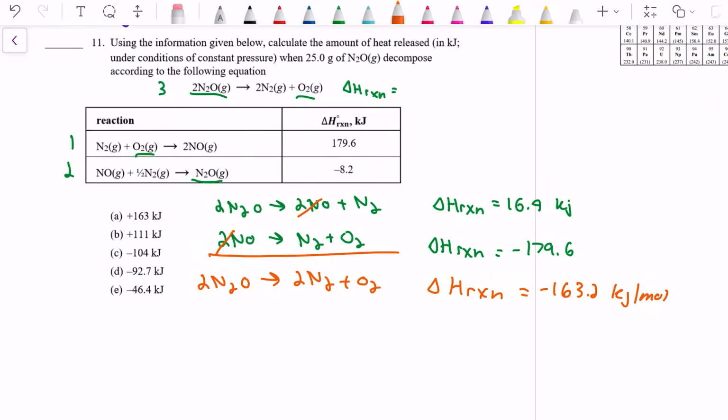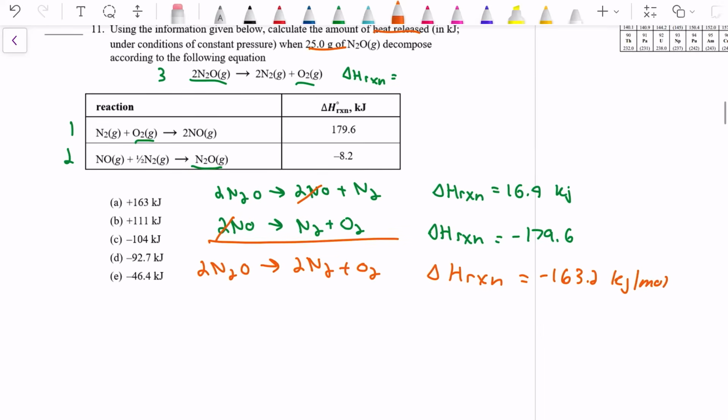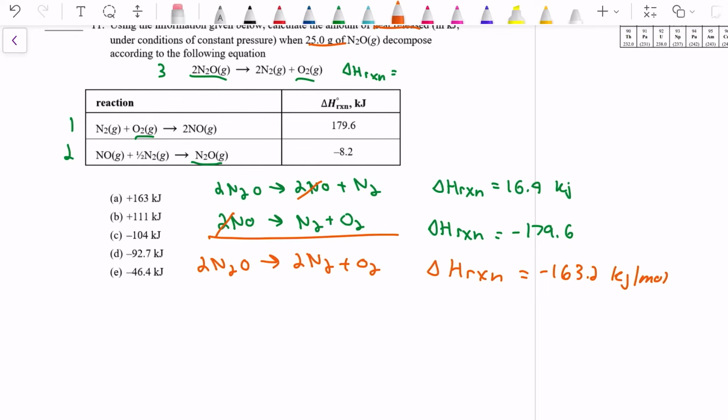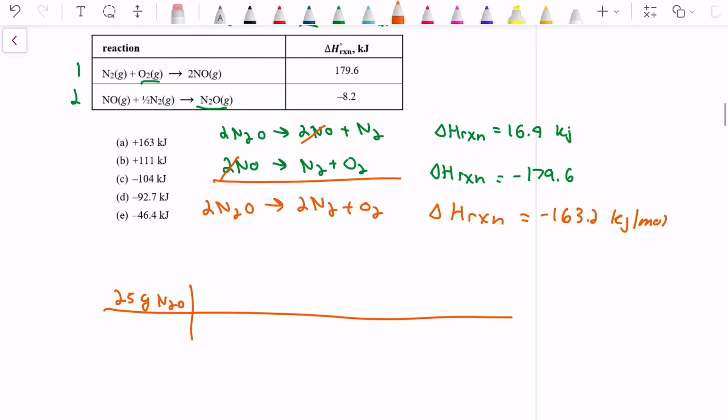So now they want the heat released per some amount. And our delta H reaction is on a per mole reacted basis. So let's convert that 25 grams into moles. So we have 25 grams of N2O. And the molecular weight of N2O is going to be 2 times the molecular weight of nitrogen, which is 14.07, plus the molecular weight of oxygen, which I'm just going to call 16. So 14 times 2 plus 16, I get a molecular weight for N2O of 44.014 grams per 1 mole of N2O.